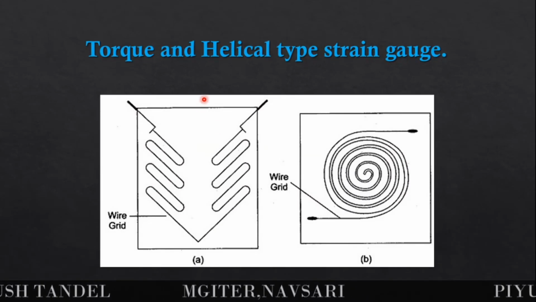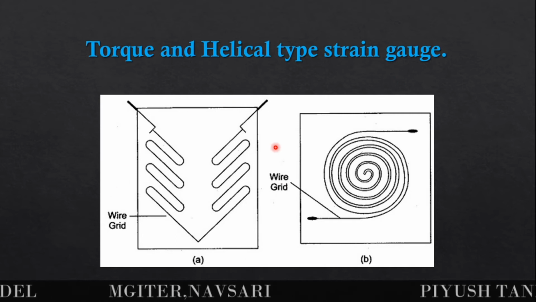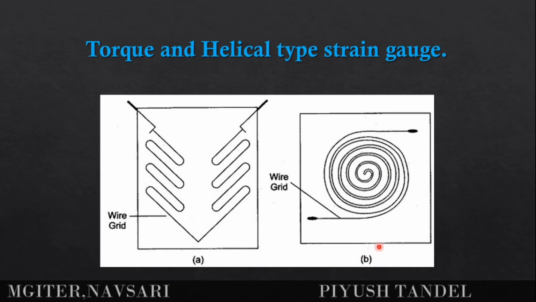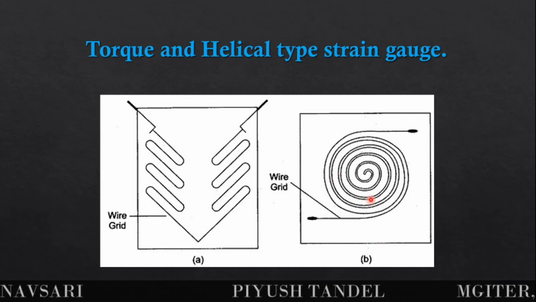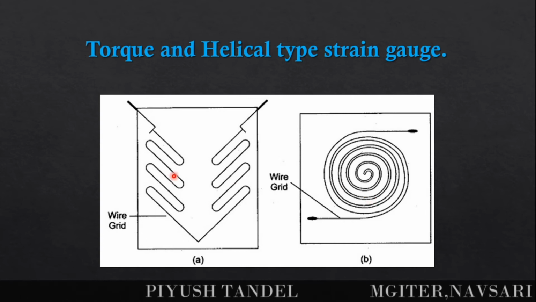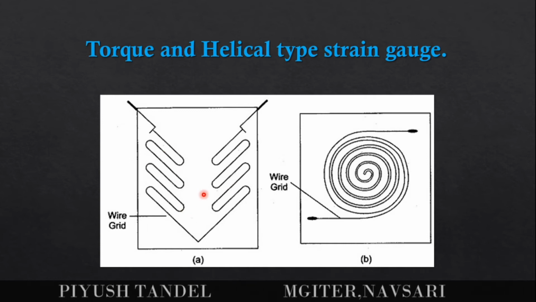Now torque and helical type strain gauge. Here in figure A, that is going to indicate a torque type strain gauge, and figure B is going to indicate a helical type strain gauge, right? And such measurement is to be made at a cross point of the shape. Okay, we need to measure the cross point of the frame. At that time we can measure the force.